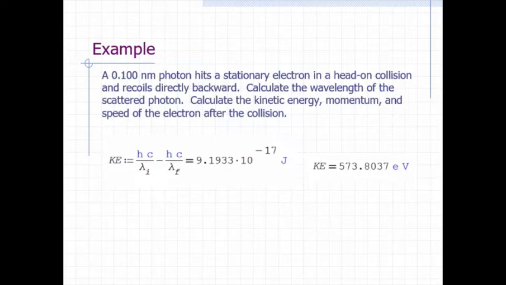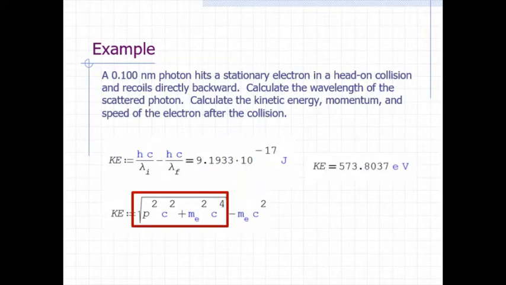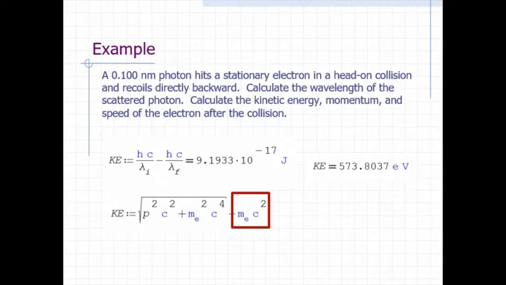These should have only 3 significant digits, but more digits are shown since the values will be used for further calculation. From the kinetic energy of the electron, we can determine its momentum. Here's how. The kinetic energy is also equal to the difference between the total relativistic energy of the electron and its energy at rest, which is mc squared. Note that in the expression for the total relativistic energy, the momentum p is the only unknown. Remember that m sub e is the rest mass of the electron and c is the speed of light.